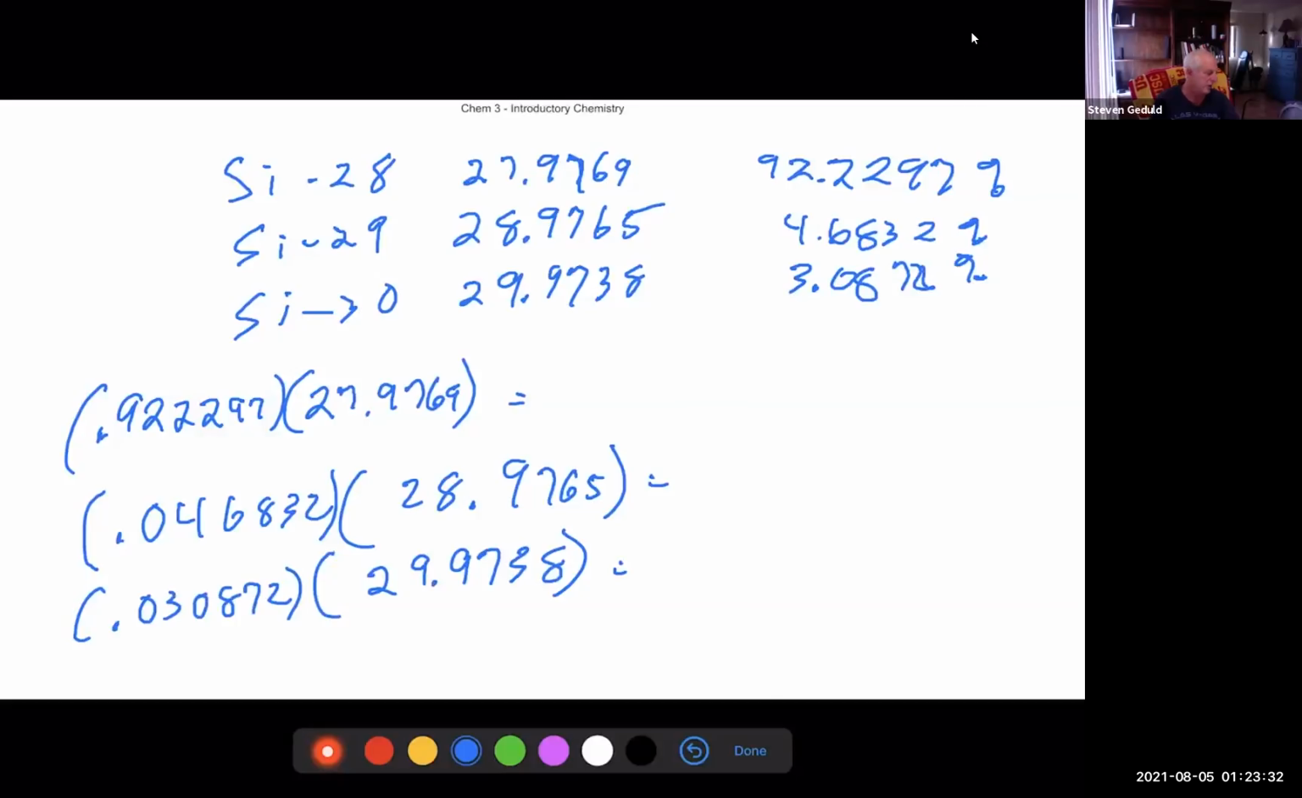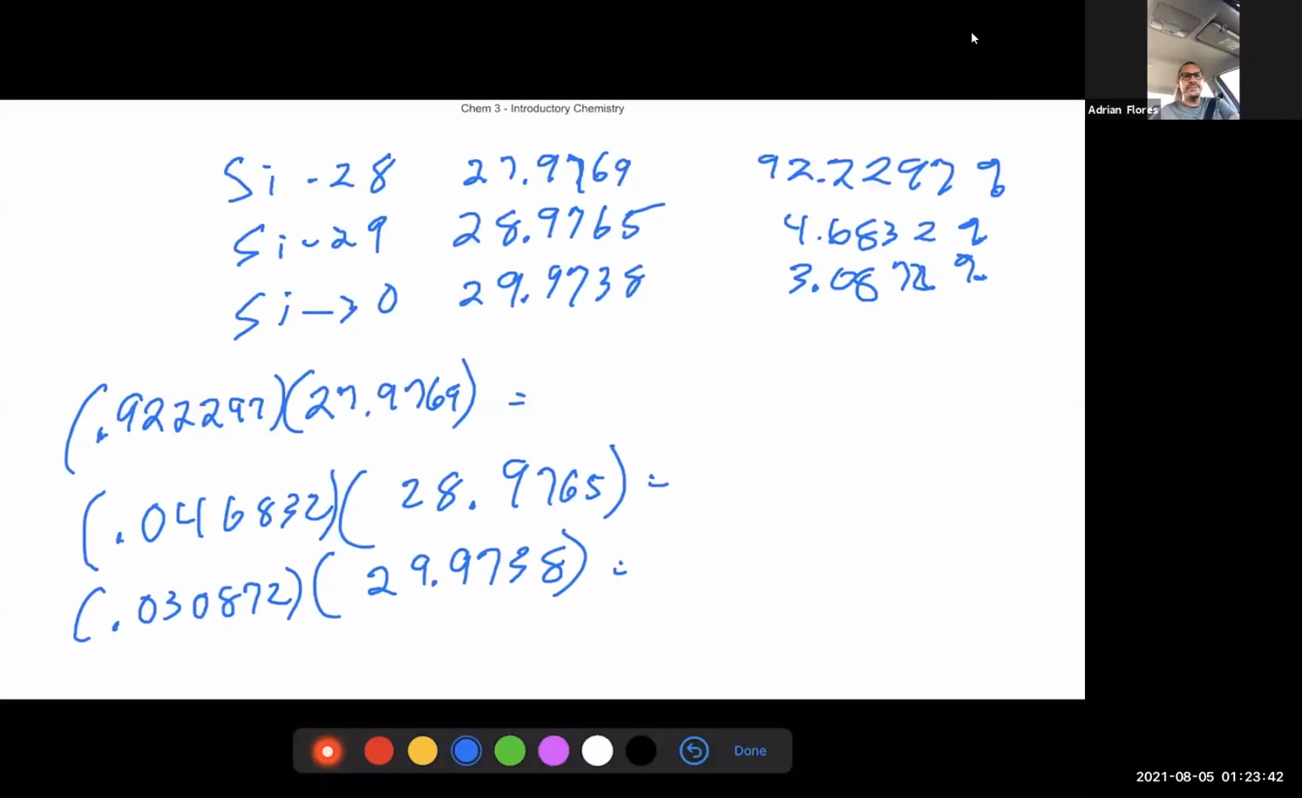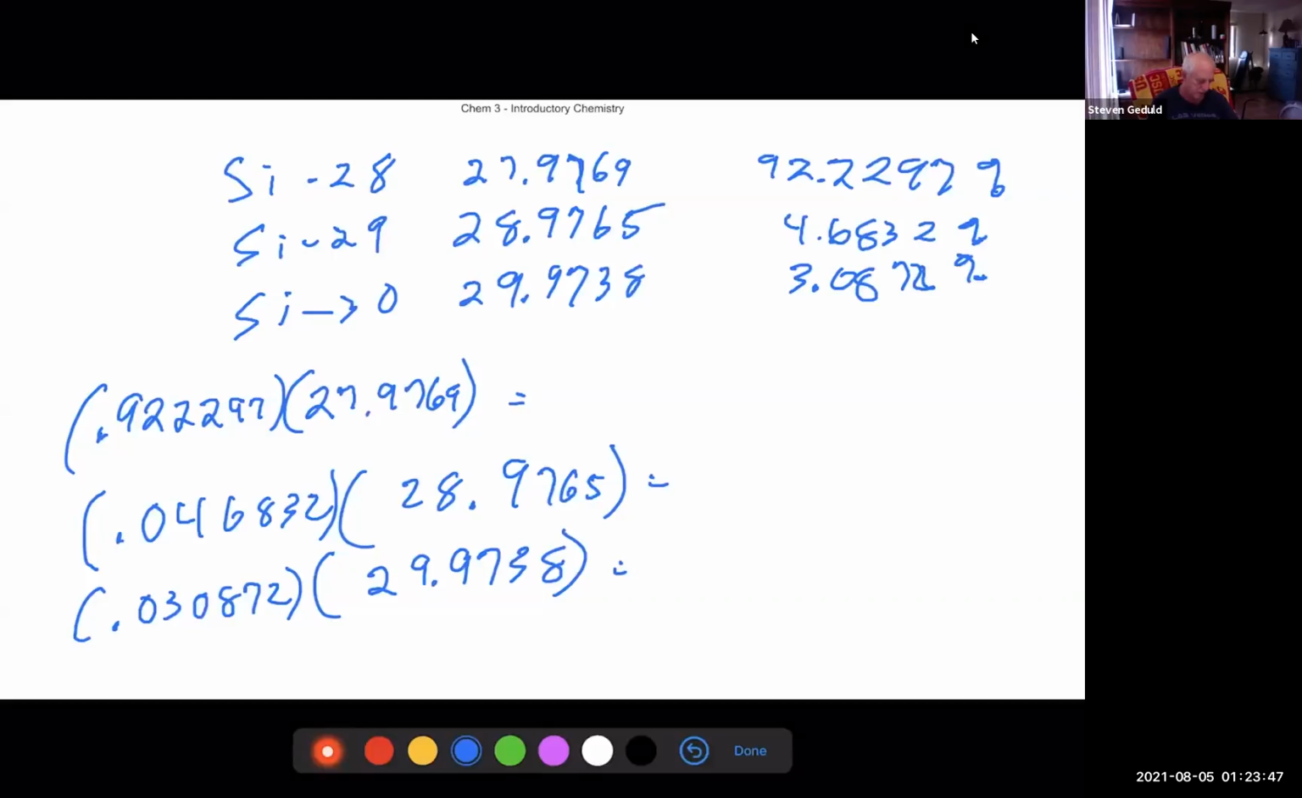So we should end up with silicon's mass on the periodic table, around 28.09, something in that area. Let's do the math. 0.922297 times 27.9769 equals 25.803.